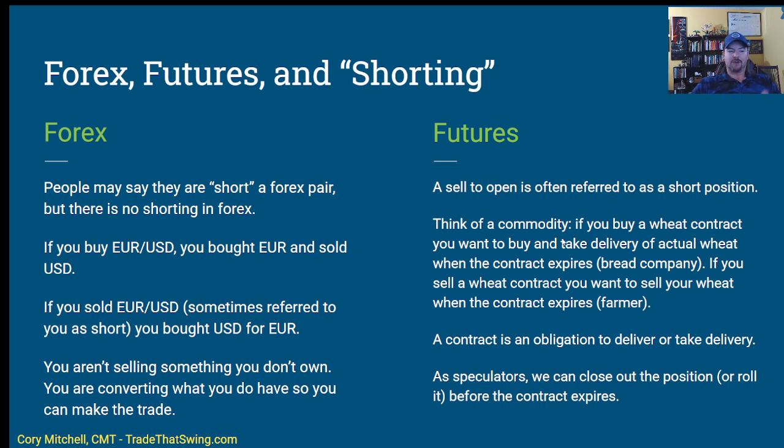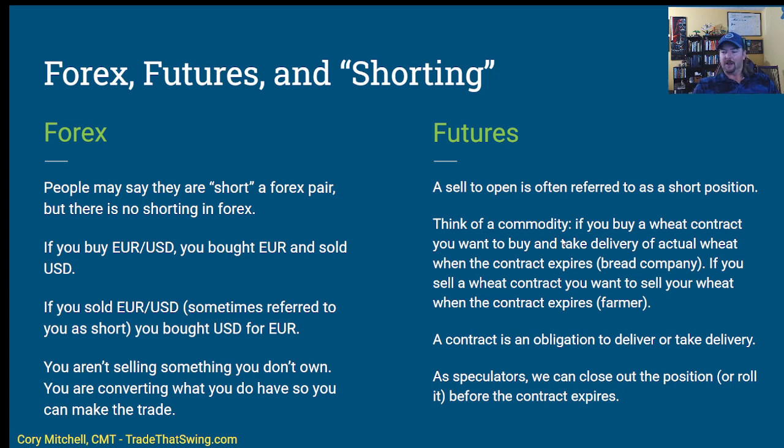But I want you to think of a commodity for a second. Let's think of wheat contracts, wheat futures. Think of yourself as a bread company. If you buy a wheat contract, you're saying, I want to buy this set amount of wheat. I'm willing to pay this price, and you're going to give it to me on this date when the contract expires. That's the role of the futures market, so that you can buy a commodity at the price you buy it at, and you'll get delivery at a set date.